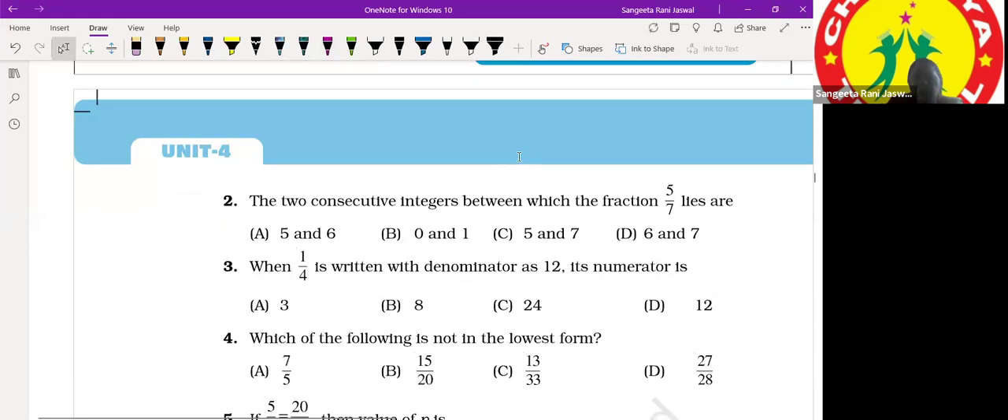Okay, let's see the next one. The two consecutive integers between which the fraction 5 by 7 lies are. So 5 by 7 lies between which two integers?